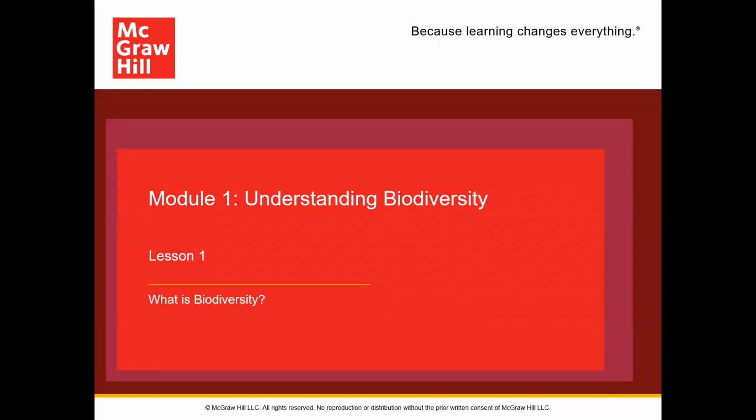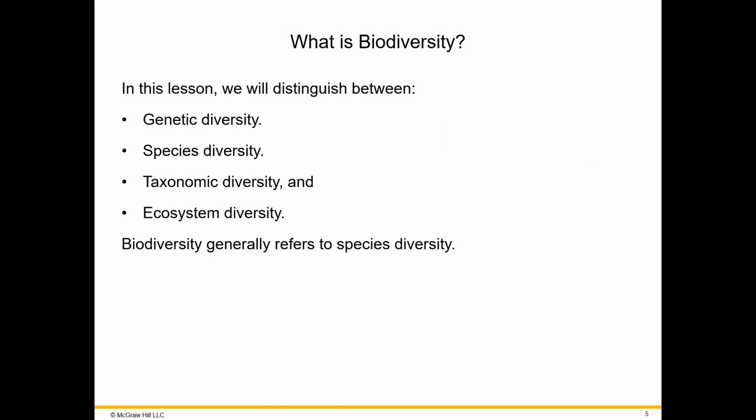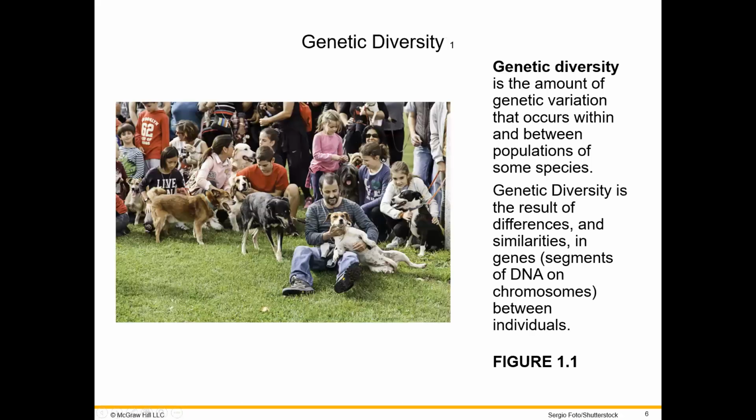And so what is biodiversity? We're going to distinguish between genetic diversity, species diversity, taxonomic diversity, ecosystem diversity. And biodiversity generally refers to species diversity. But first, we're going to go through genetic diversity, which is the amount of genetic variation that occurs between populations and within species. Genetic diversity is the result of differences and similarities in genes, which are the segments of DNA in our chromosomes between individuals.